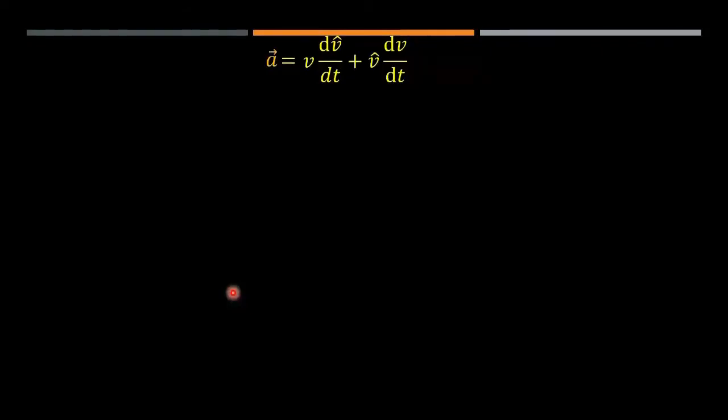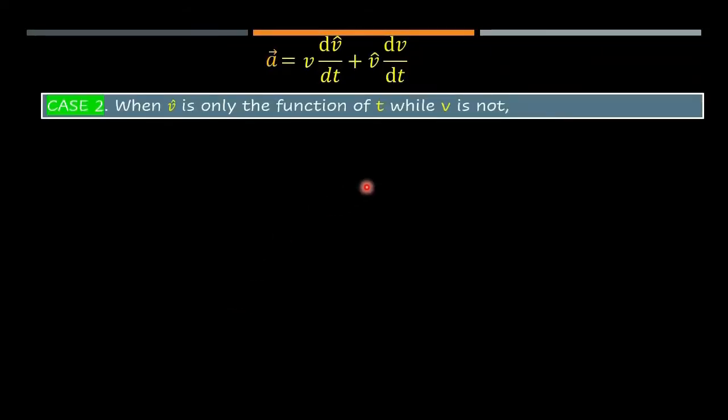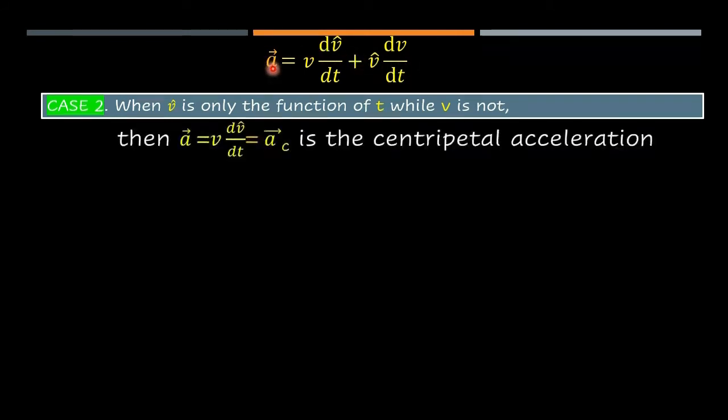Now let us come to case number 2. In case number 2, we consider that the magnitude of velocity v does not change with time, but the direction of velocity, that is v cap, changes with time. If it happens, then the whole term v cap dv by dt becomes 0, and then the acceleration will take this form. And this acceleration, in which the direction of velocity changes with time, is called the centripetal acceleration. That is the simple definition of centripetal acceleration.